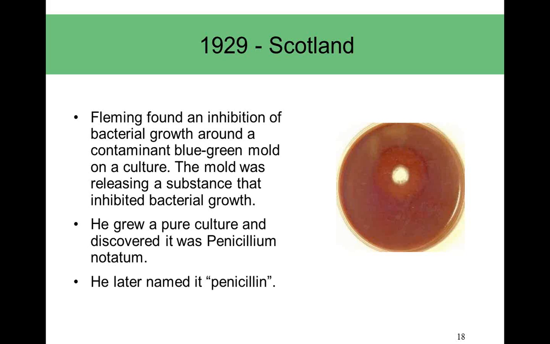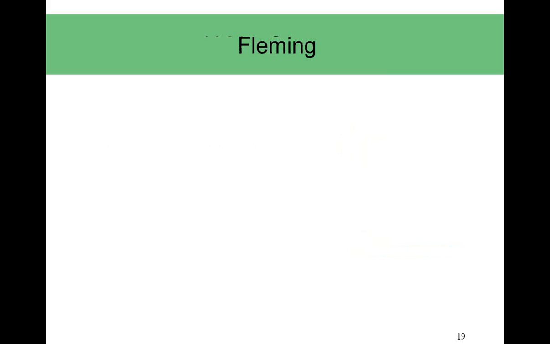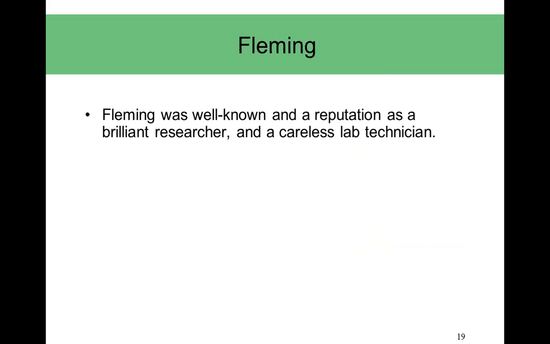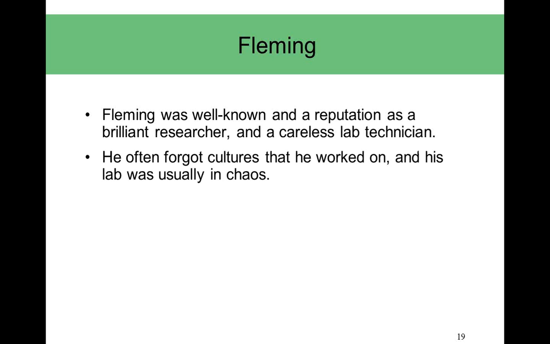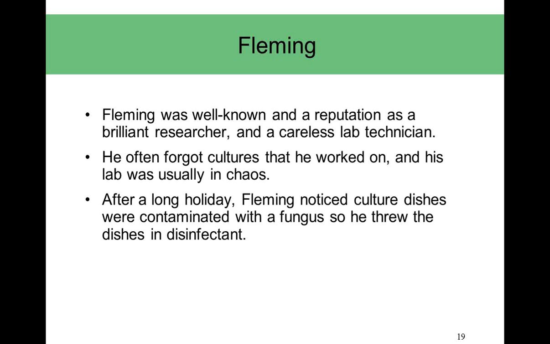And certainly that group of economists who were trying to say that we're going to have this big crash, they just weren't listened to at all, and the solutions that they had were just entirely outside of the mainstream. So Fleming, who was a part of the club, grew a pure culture and called it penicillin notatum, and later called it penicillin. And Fleming was well known and he had a reputation as a brilliant researcher. He had gone to all the right universities, had all the right degrees, but he was a careless lab technician. Often forgot cultures, and his lab was in chaos.